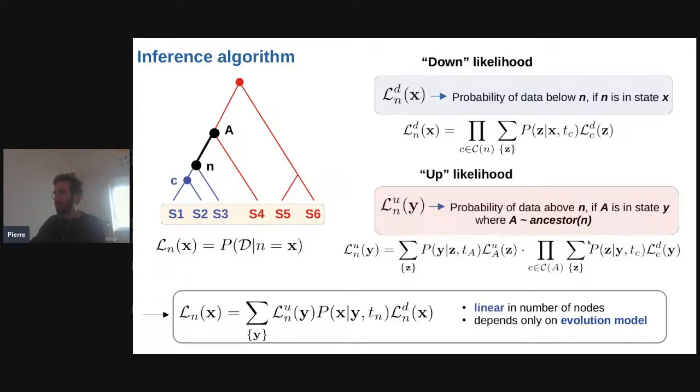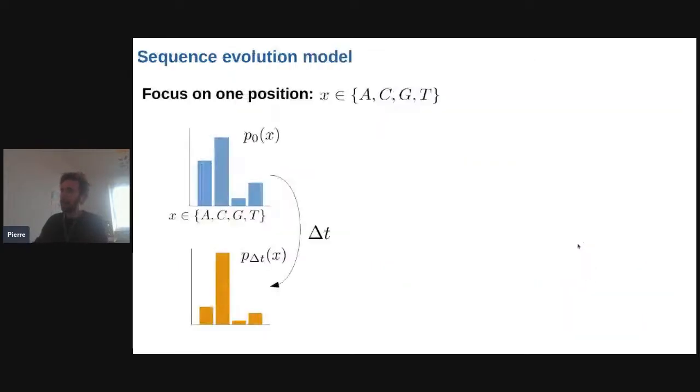And obviously the problem here is that you have to be able to compute these sums. So you have to be able to sum over all possible sequences at a given internal node. And if you take the general problem, this is very hard because you have a very high number of possible sequences. So you cannot do this numerically in general. So what people normally do is they assume that the sequence evolution model is independent for every position. So all positions evolve independently.